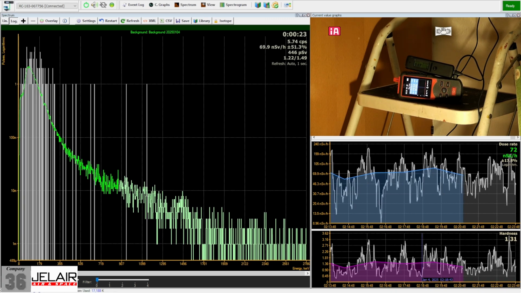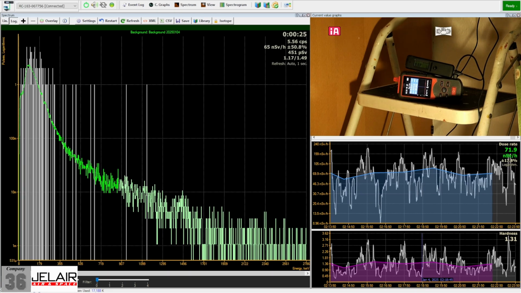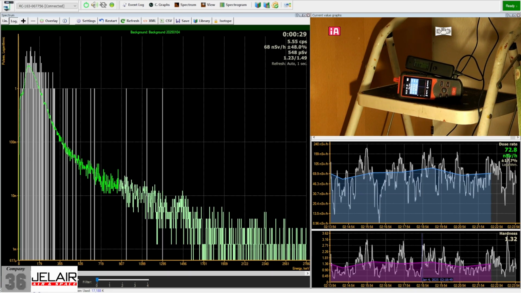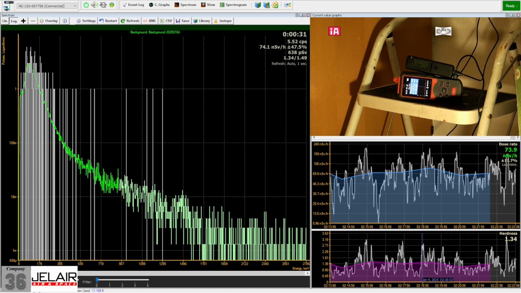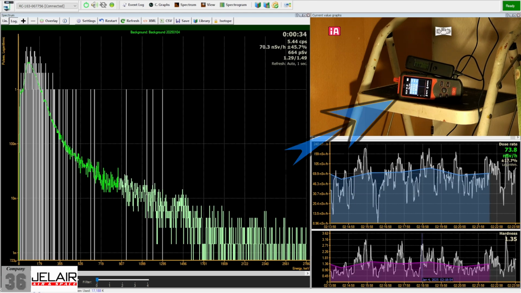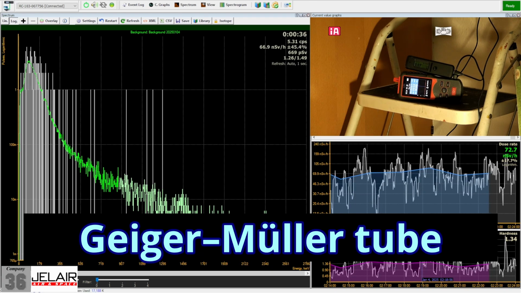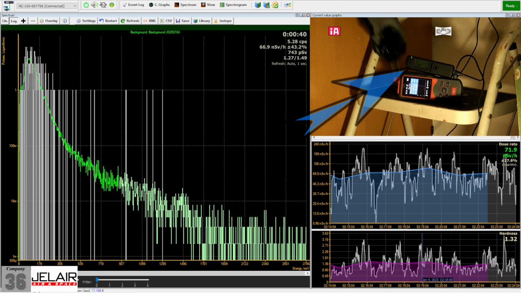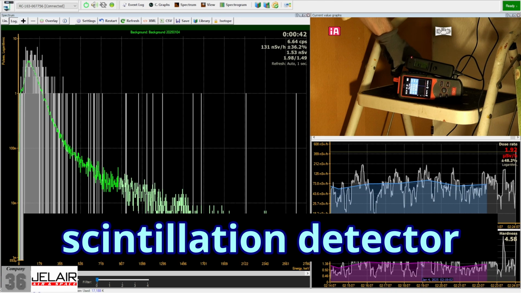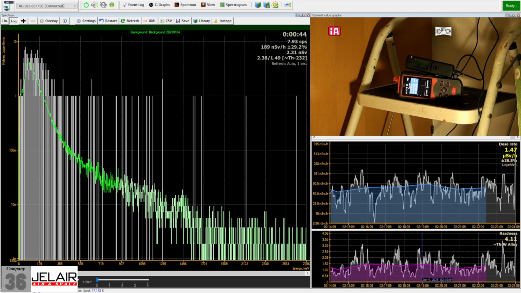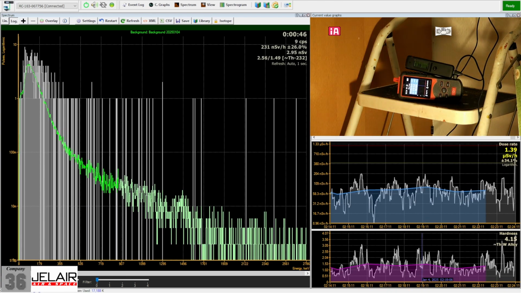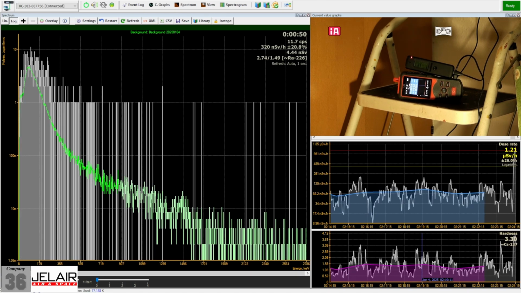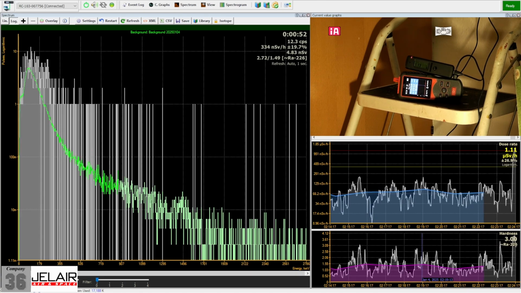I'm now going to get the camera lens and place it right next to the two radiation detectors. The orange radiation detector is a Geiger Müller tube, and the black one at the top is the Radiacode. And you can see the radiation is increasing now from the baseline, which was about 0.7 microsieverts per hour.